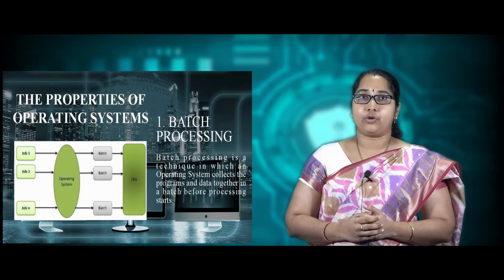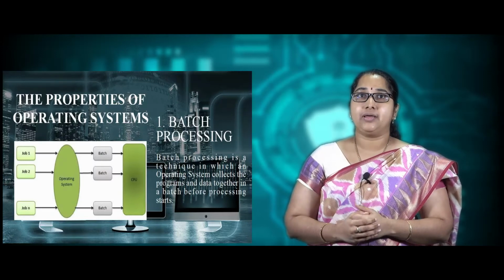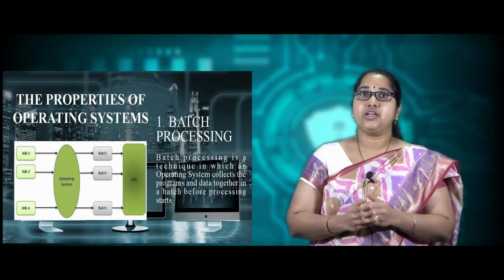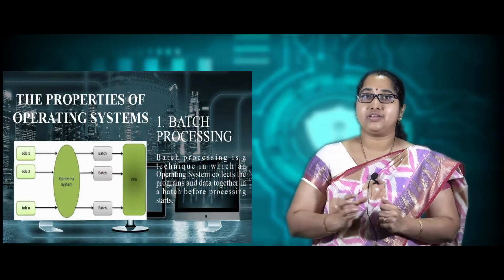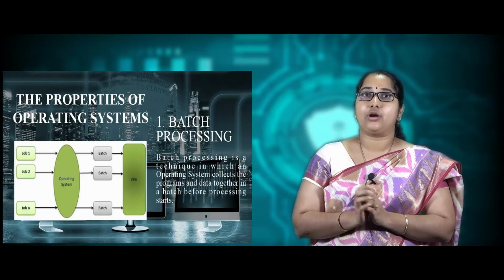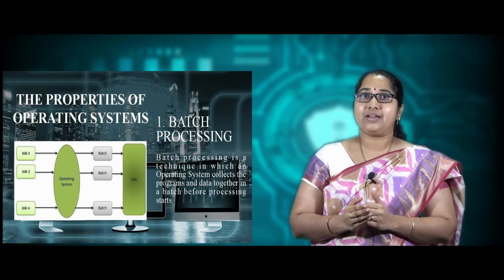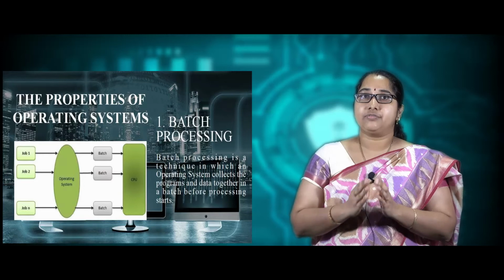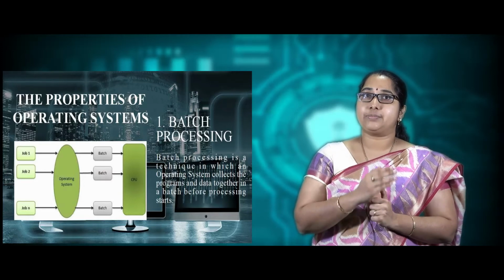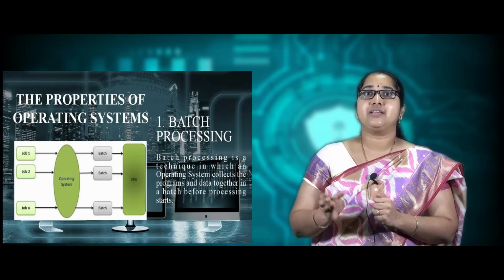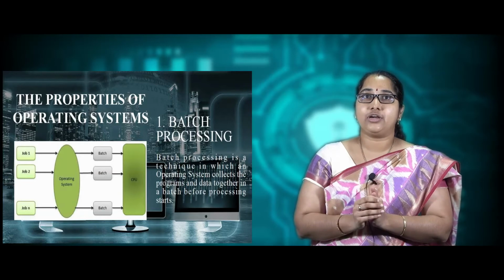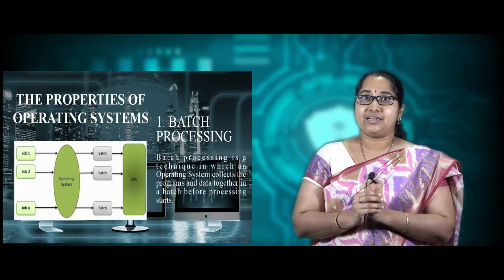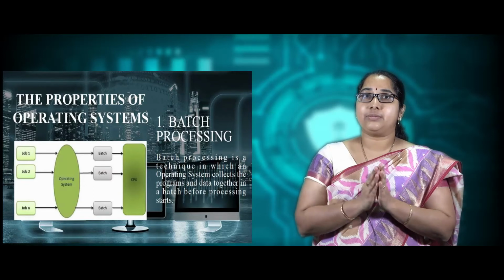The first property of an operating system is batch processing. Batch processing is a technique in which the operating system combines the process and data into a single unit called a batch. In this, the operating system does the following steps. First, the operating system combines the processes, controls, commands and the data into a single unit called a batch, and then this data is stored in the main memory.